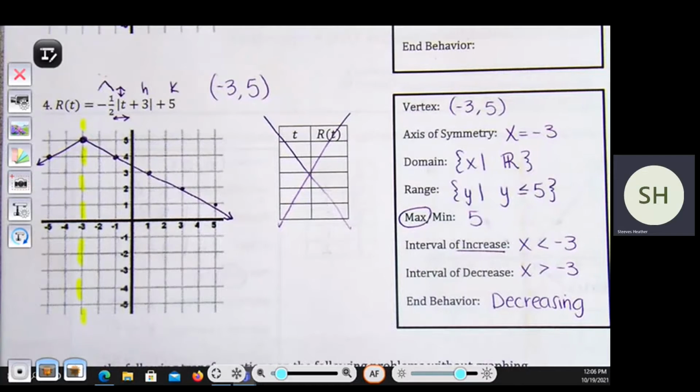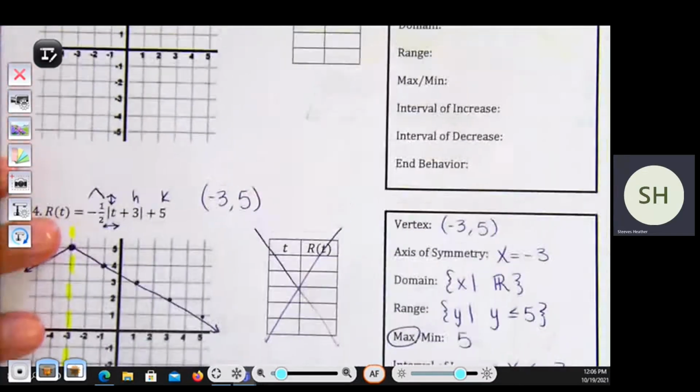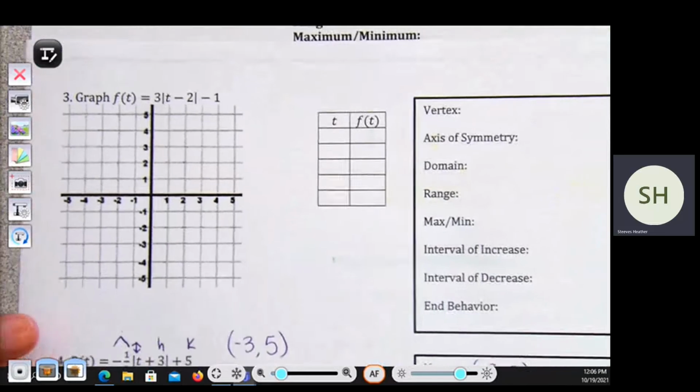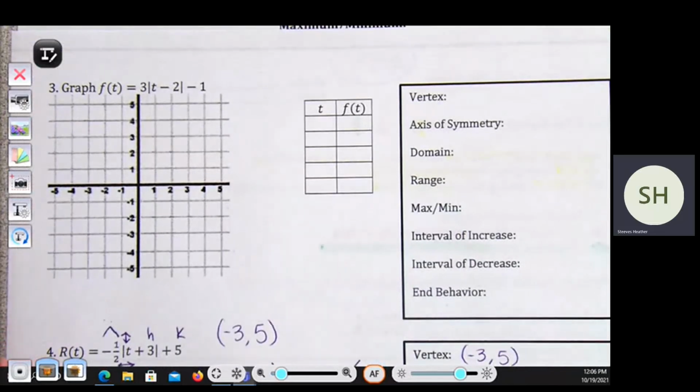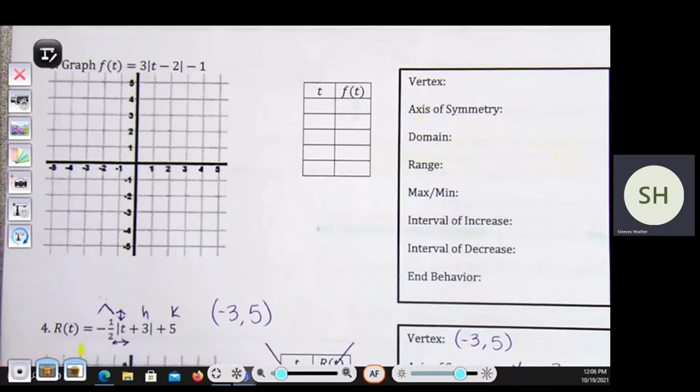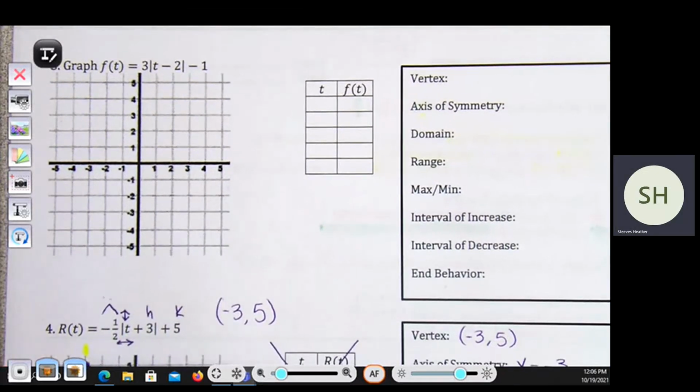How do we feel? I understand it more. Do we understand it more? Okay, so I want you to try 3. If you want to use the table of values, you can. If you understand how to use A to maneuver around, you can try to do it without the table of values. So take a minute.